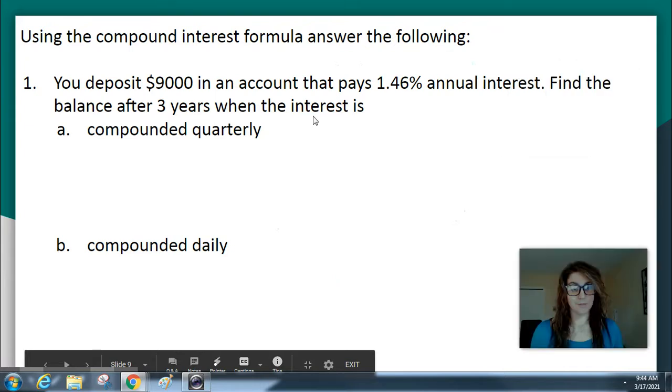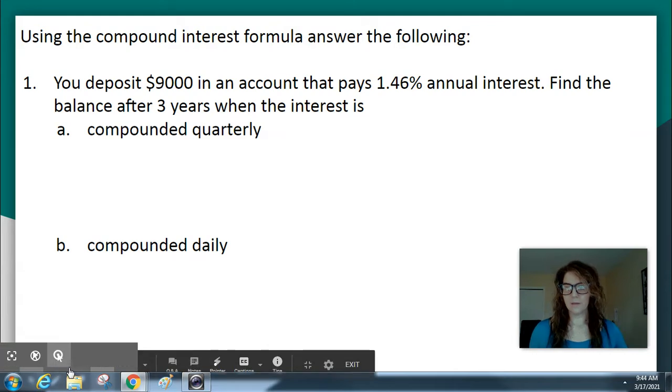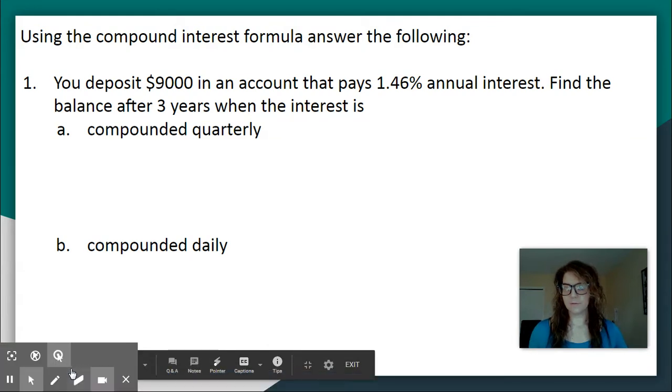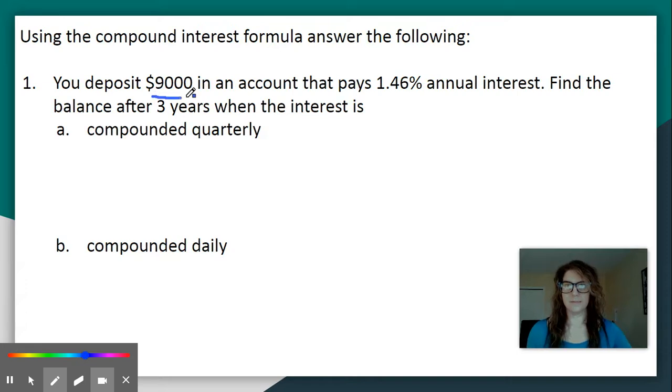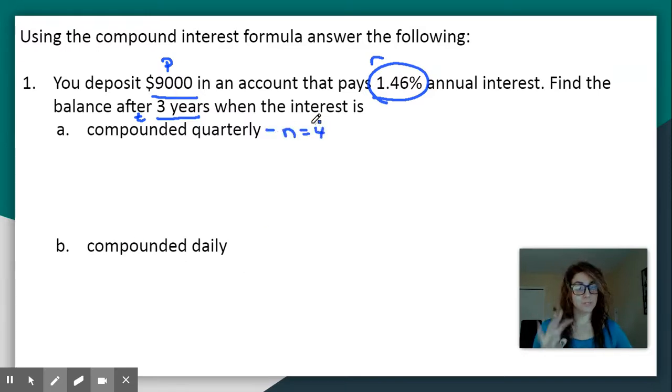So first thing, let me move myself out of the way. It says we're depositing $9,000, and it tells us the rate. So there's my R. This is my principal amount that I'm putting in. It says find the balance after 3 years, so now I know a time frame, when the interest is compounded quarterly, and then we're going to do it again daily. So quarterly, that's when N is 4 quarters in a year. Daily, our N is going to be 365 for 365 days.